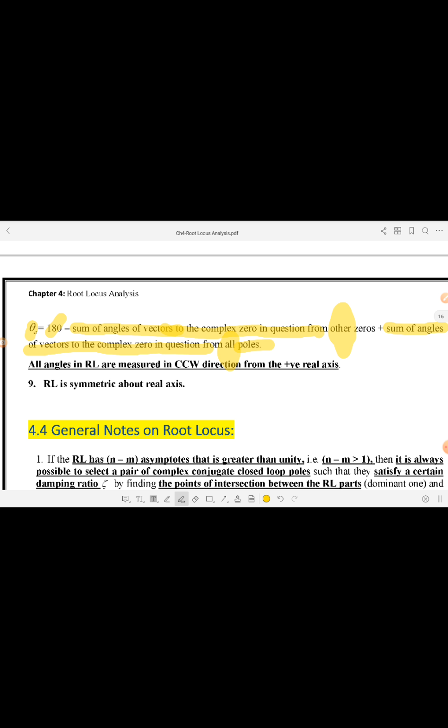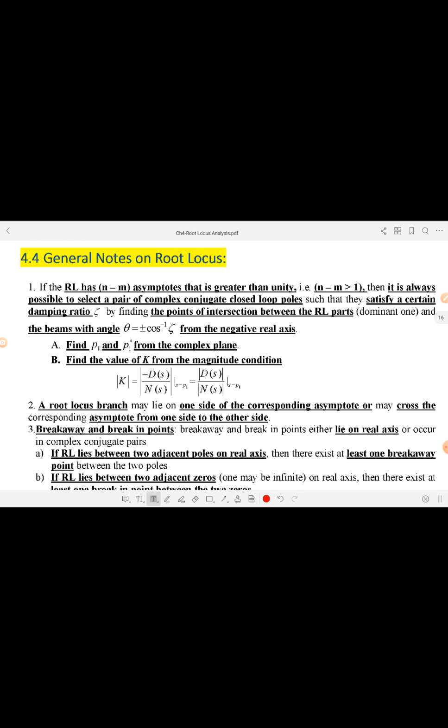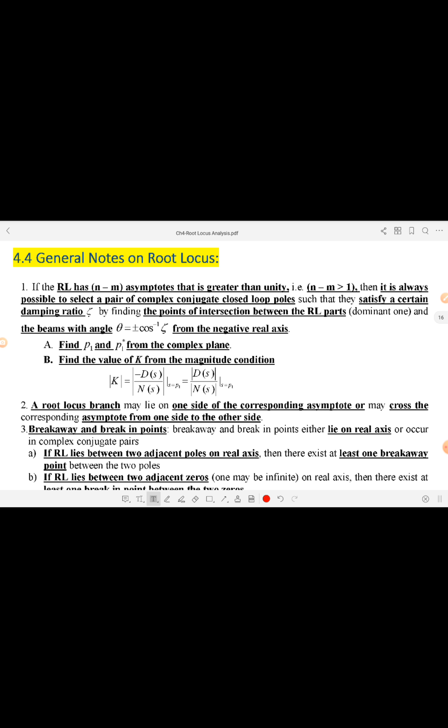And finally, we end up with the nature of the root locus: the root locus is symmetric about the real axis, and the symmetry axis is the real axis. What is above the real axis should be symmetrical with anything below the real axis. So in this manner we have completed the steps of constructing the root locus, and now we will switch to some important notes that I will cover in order to understand the complete information about the root locus.